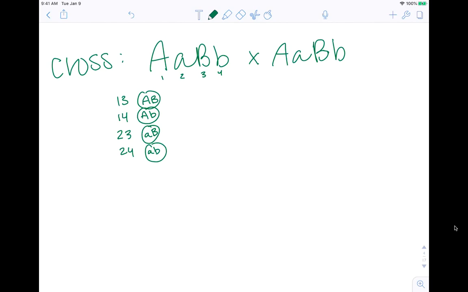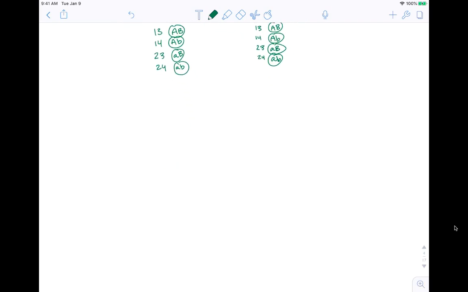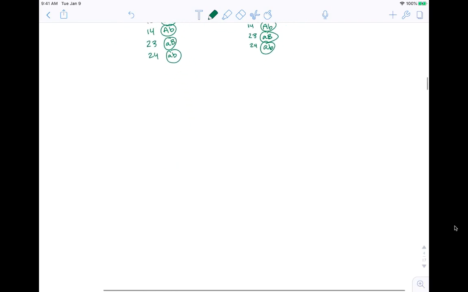Okay, then the other parent, what do you notice about them? Hopefully you can see that they are the same. So their gametes are going to be the same combinations, and they will look like this. So then if we want to put those on a Punnett square, I'll just draw it out.